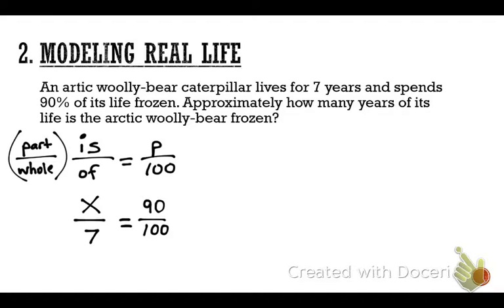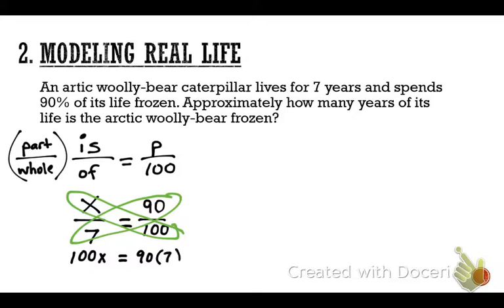Now all you're going to do is just solve for x, and that's going to tell us how long of its life it lived frozen. So on the left side, what am I going to have, guys? 100x equals 90 times 7. Guys, what is 90 times 7? 630. Now my goal is always to get x by itself. What do I have to do to get x alone? Divide by 100 on both sides.